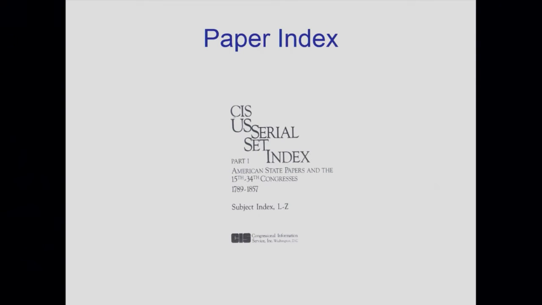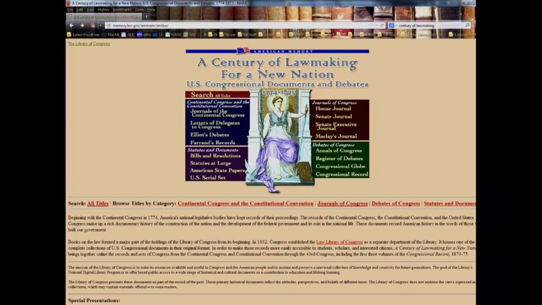Many libraries may still have this in paper. You can find some versions of the serial set on the Library of Congress's Century of Lawmaking website. You can see there on the lower left side, it says American State Papers and U.S. Serial Set. The whole serial set is not there. It is just selected parts.